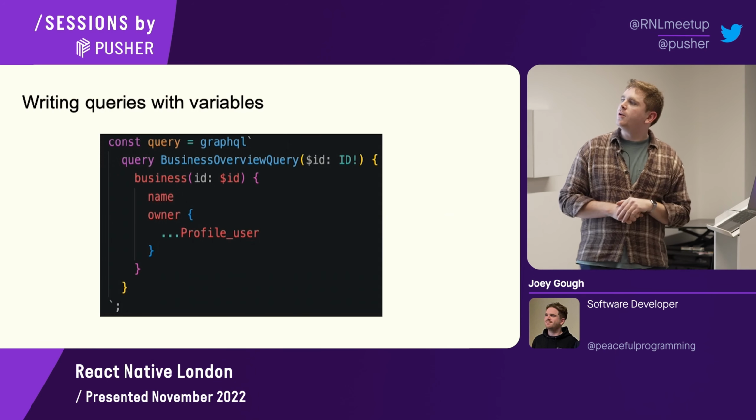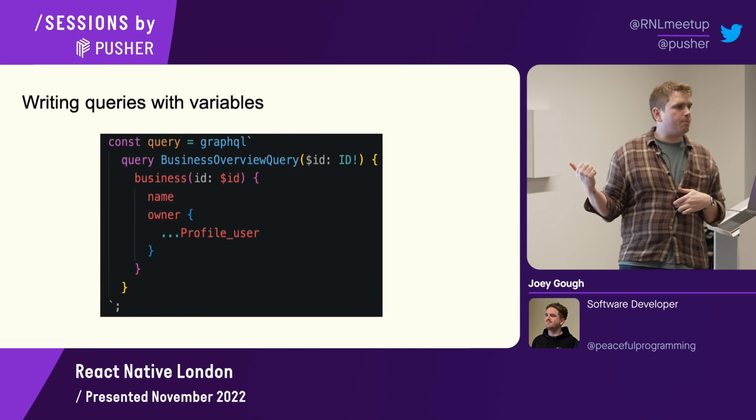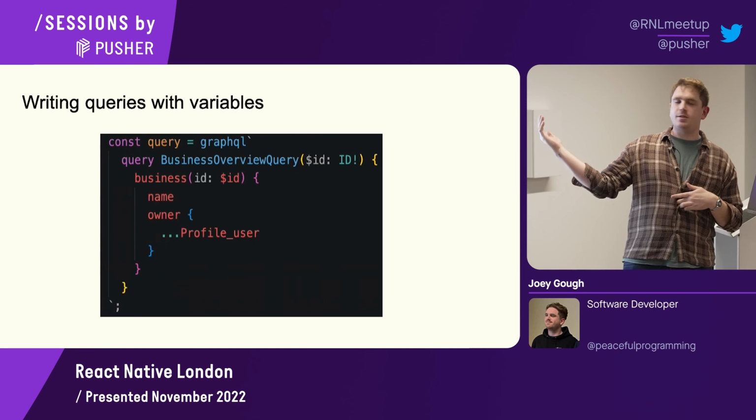Cool. So how to do queries with Relay. So people have used Apollo, and in Apollo, you would just write your query like this and say useQuery.